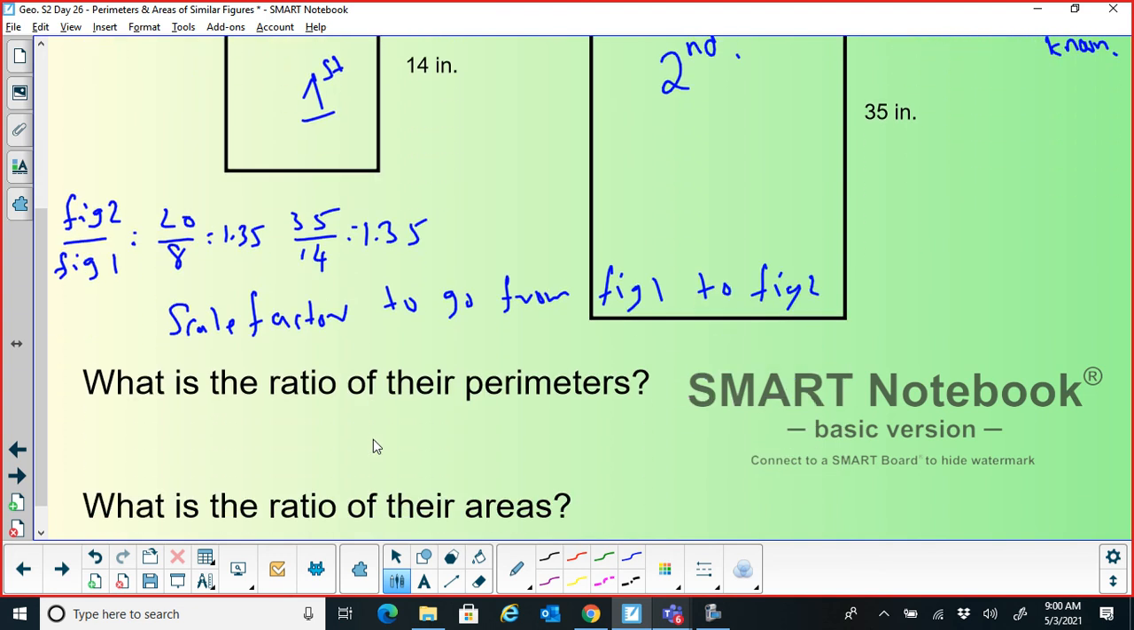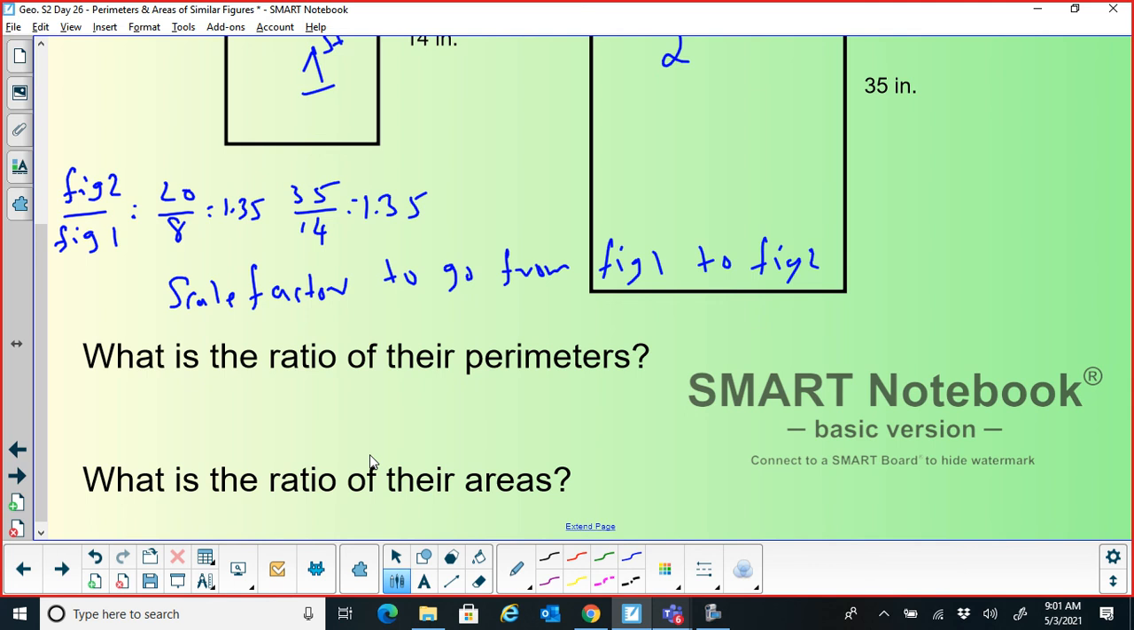What is the ratio of the perimeters? The ratio of the perimeters will be the same as the ratio of the scale factor. Okay, once again, and the ratio of areas we will see once we complete ratios of perimeters. So the ratio of perimeter will be the same as the ratio of the scale factor. Let's see the areas. As of now, we will just keep it to figure 1 is to figure 2.